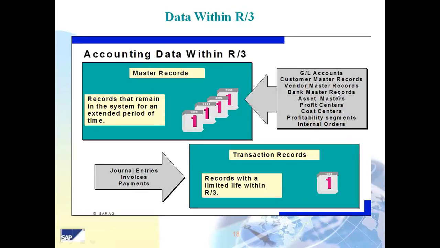Based on the requirement, we have to maintain the master records. Whenever we post journal entries, invoices or payments, we update the transaction records. These records have a limited life within the system. Compared to the master records, the transaction records have a limited lifetime, for example 1 year or 2 years, until the audit is completed. So we can archive this data more frequently compared to the master records.